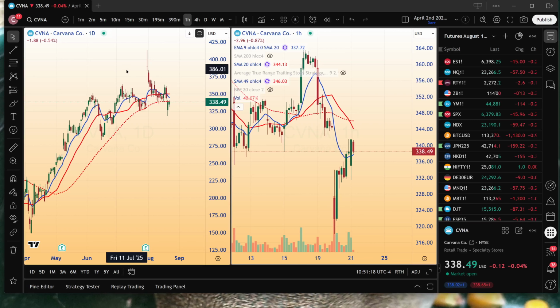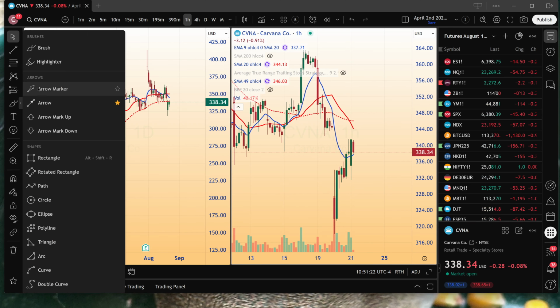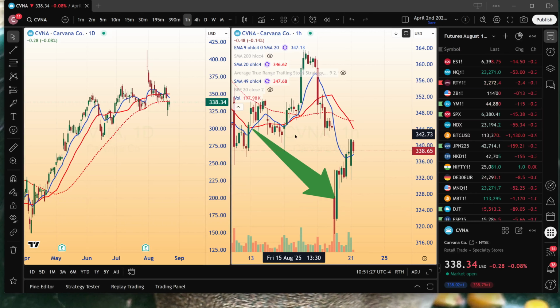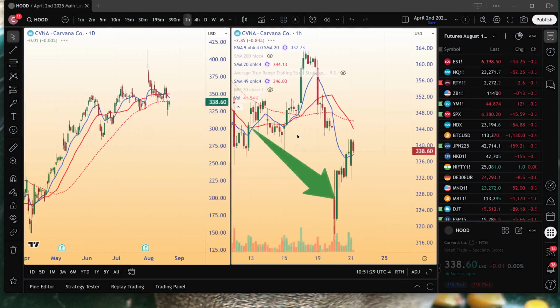Well, you also get whooshes intraday. So you saw it with Carvana. Check that out on the right. So you got the whoosh, and look at the capitulatory volume. Well, we played Hood instead, and I'll show you how we did it.